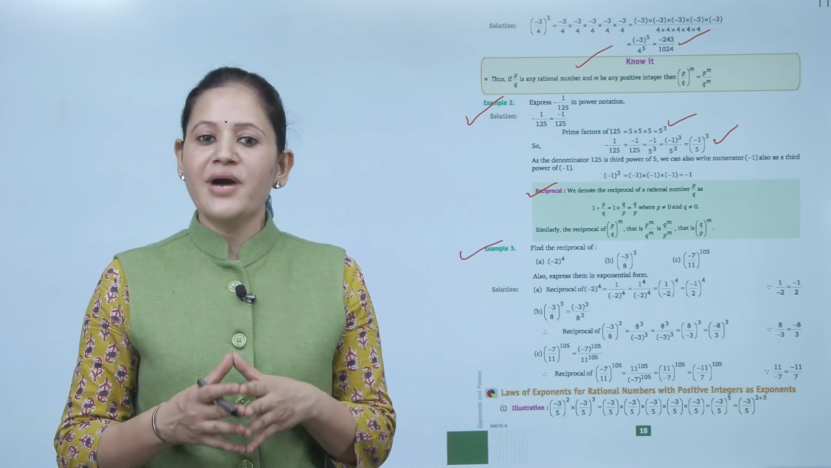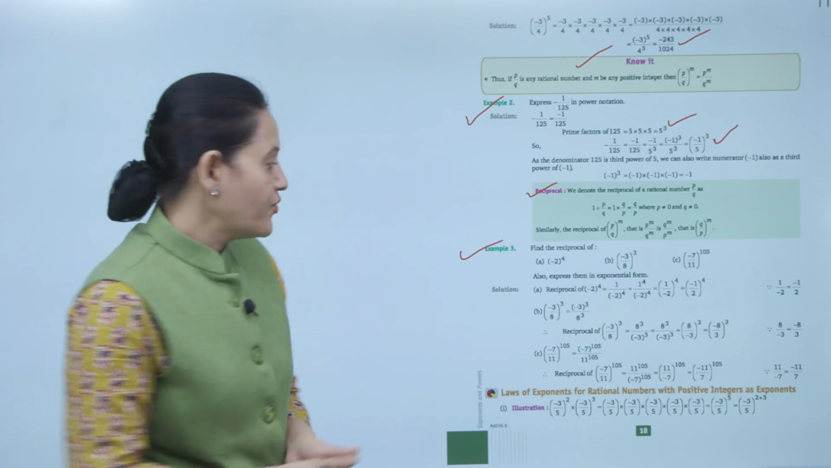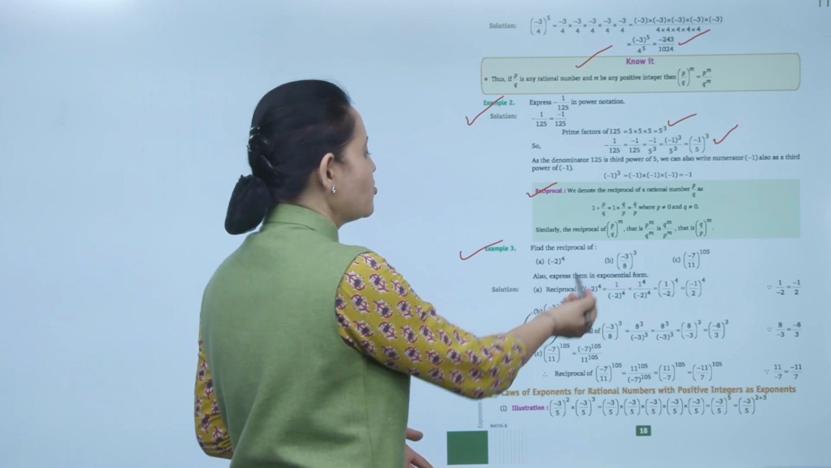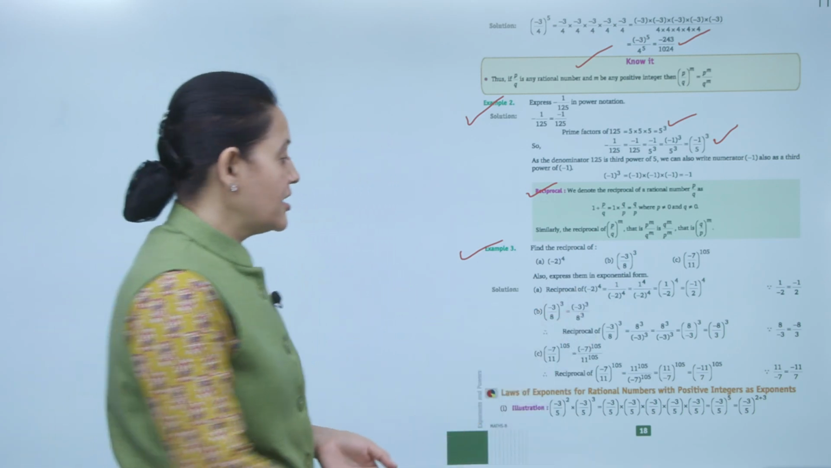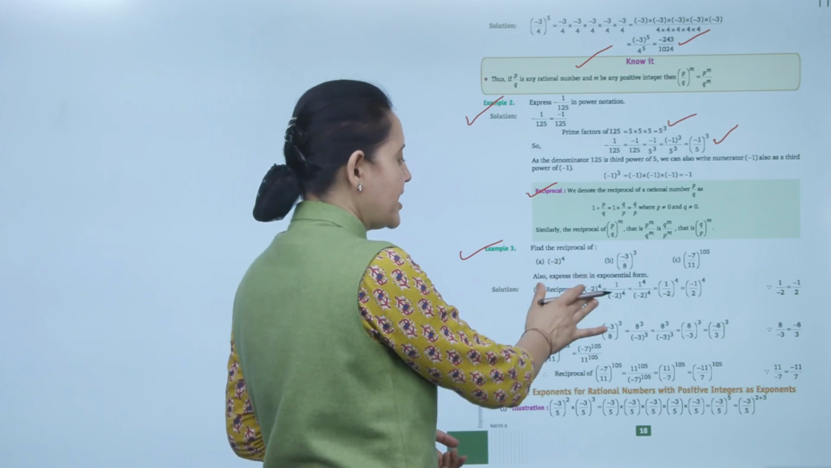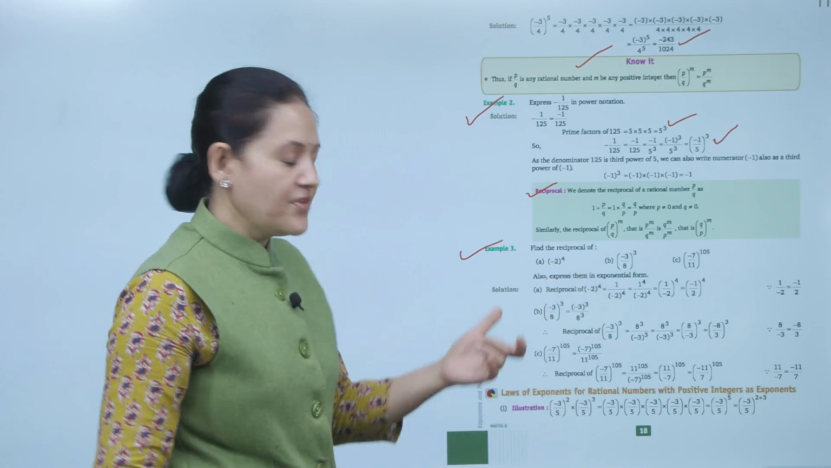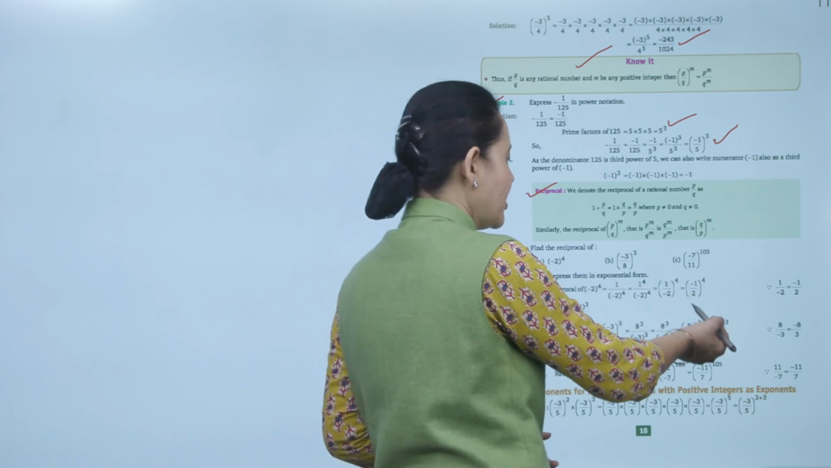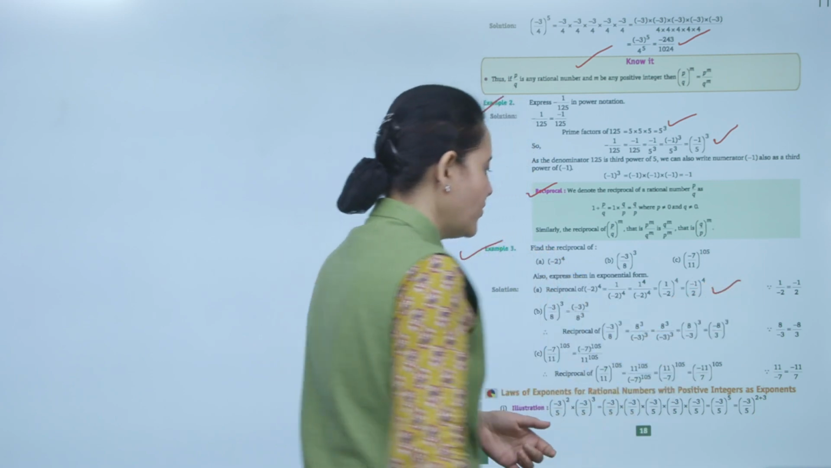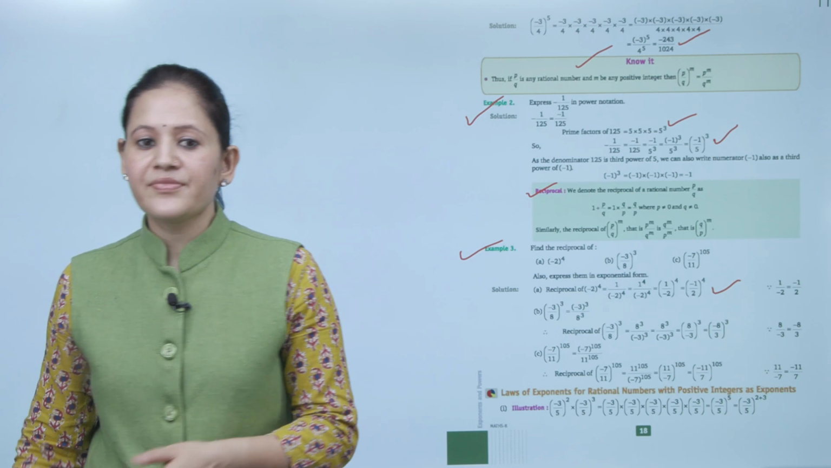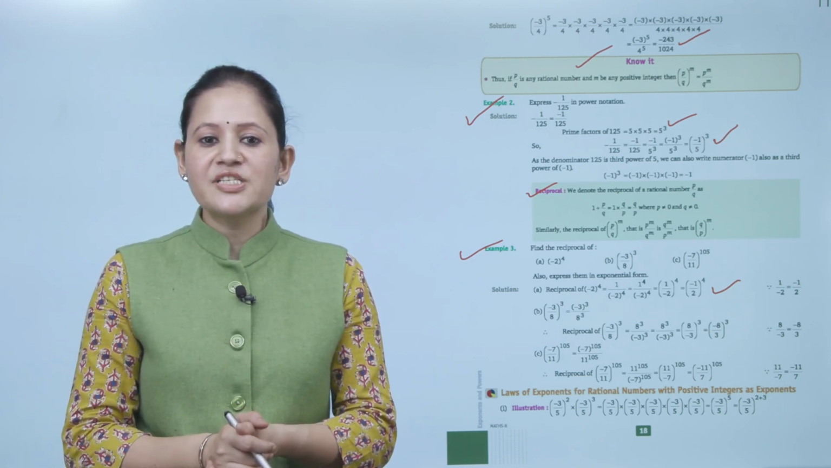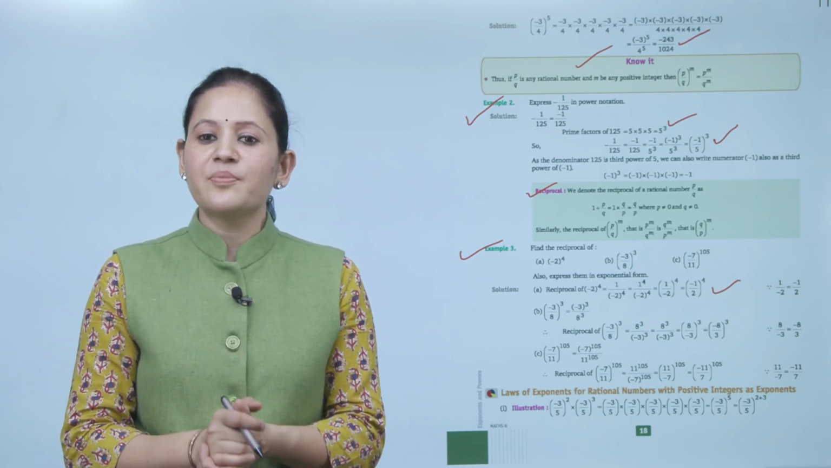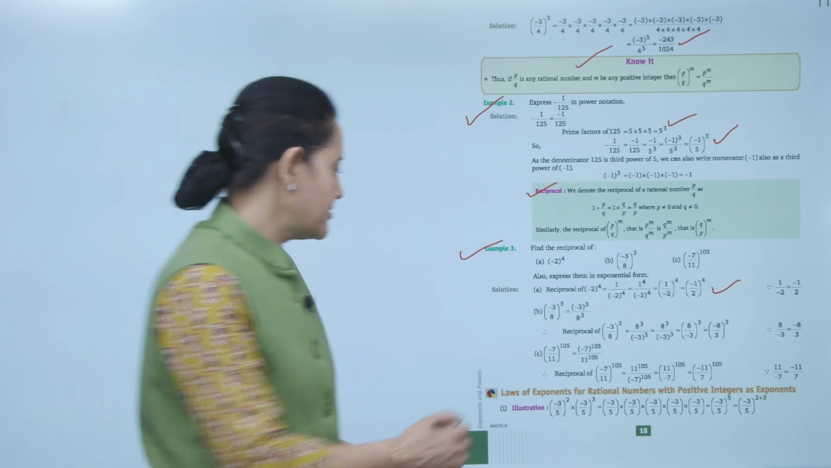Find the reciprocal of (minus 2) to the power 4. So we have to find its reciprocal of (minus 2) to the power 4. So the reciprocal will be 1 upon (minus 2) to the power 4, and we can also write it as (minus 1 upon 2) to the power 4. Clear? Next is the laws of exponents for a rational number with a positive integer as exponent.